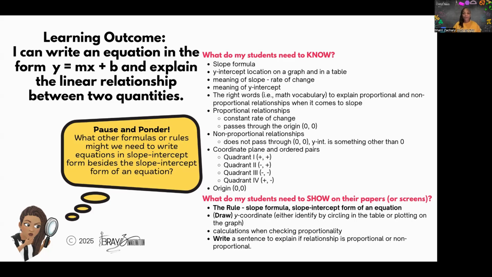to label their points. We're looking for them to identify the y coordinate. We're also looking for calculations that check proportionality. And then we're looking for a sentence that explains that they understand the relationship of that line. Is it proportional or is it non-proportional?